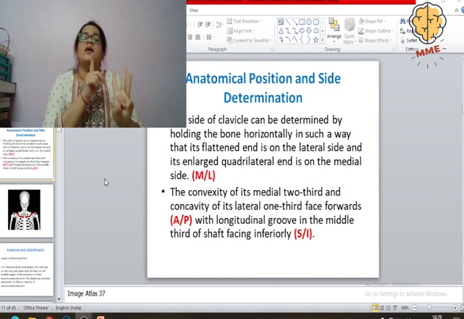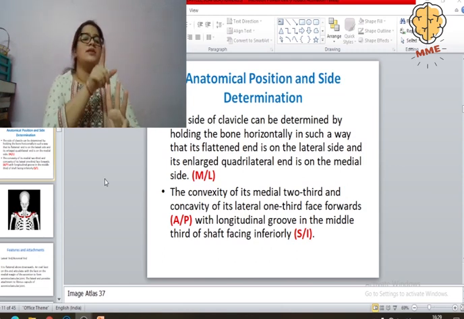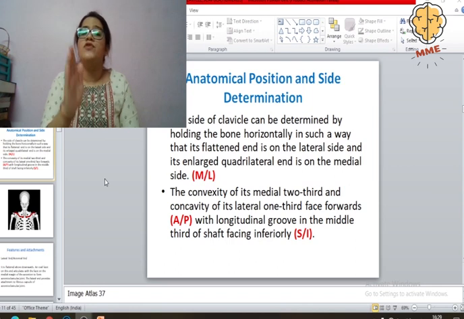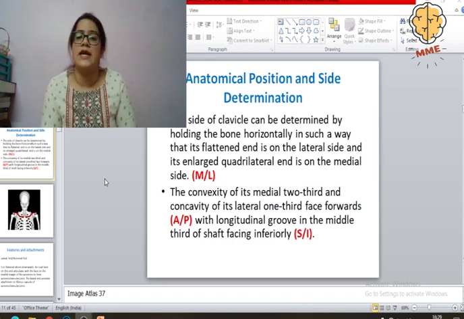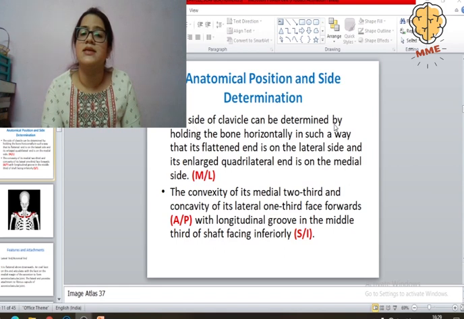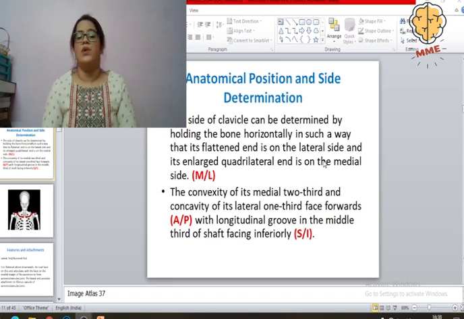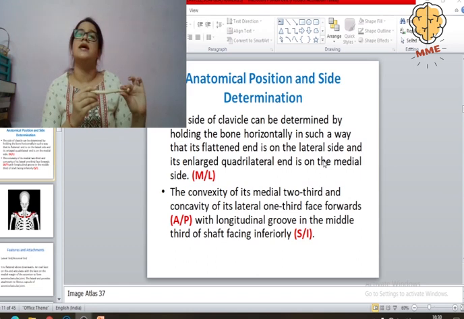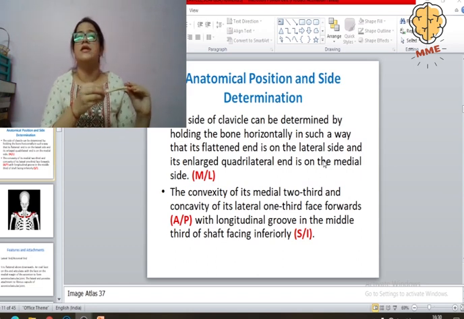We need to know either the medial or the lateral. We need to know either the anterior or the posterior. We need to know either the superior or inferior. And if you notice, that's how all the books write it. The first thing they tell is that the side of the clavicle can be determined by holding the bone horizontally in such a way that its flattened end is on the lateral side and its enlarged quadrilateral end is on the medial side. We know we have to hold it horizontally. That is the first thing which is understood. Now we have to keep this flattened side lateral and this quadrilateral cylindrical part medial.